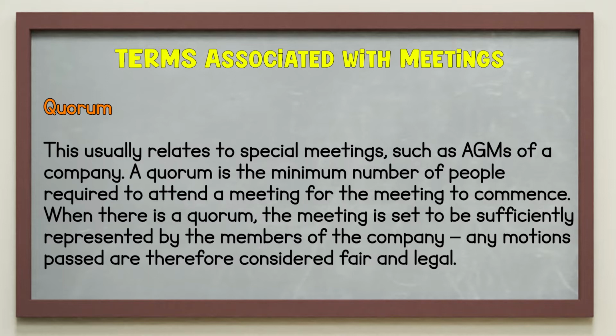They usually relate to special meetings such as AGMs, annual general meetings of a company. A quorum is the minimum number of people required to attend a meeting for the meeting to commence. When there is a quorum, the meeting is said to be sufficiently representative of the members of the company. Any motions passed are therefore considered fair and legal.